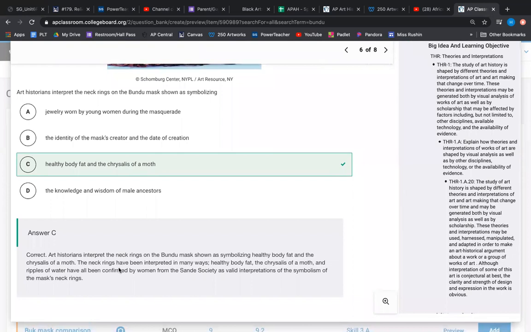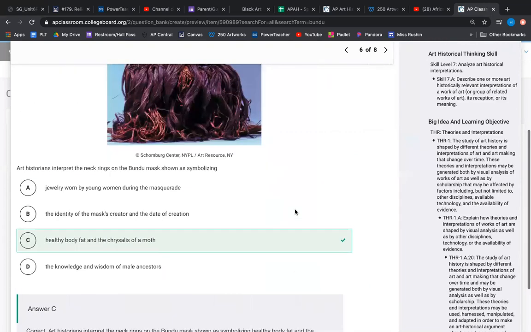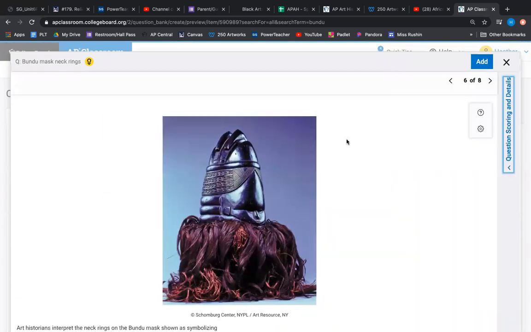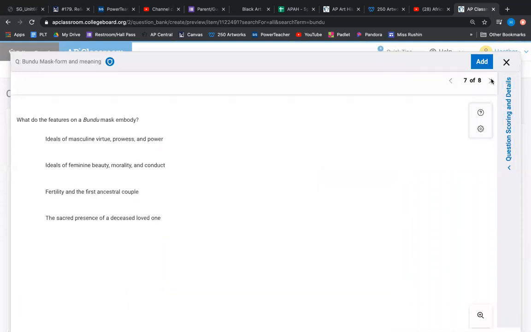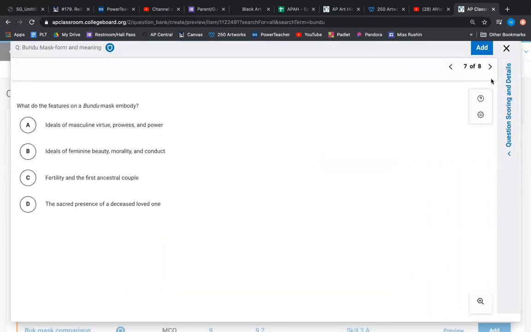So it talks about here, the neck rings have been interpreted in many ways: healthy body fat, the chrysalis of a moth, and ripples of water have all been confirmed by women from the Sande Society as valid interpretations of the symbolism of the mask's neck rings. Multiple interpretations. We would have been in trouble if it gave different interpretations as possible answers, like ripples of water or body fat. All right, what do the features on a Bundu mask embody?